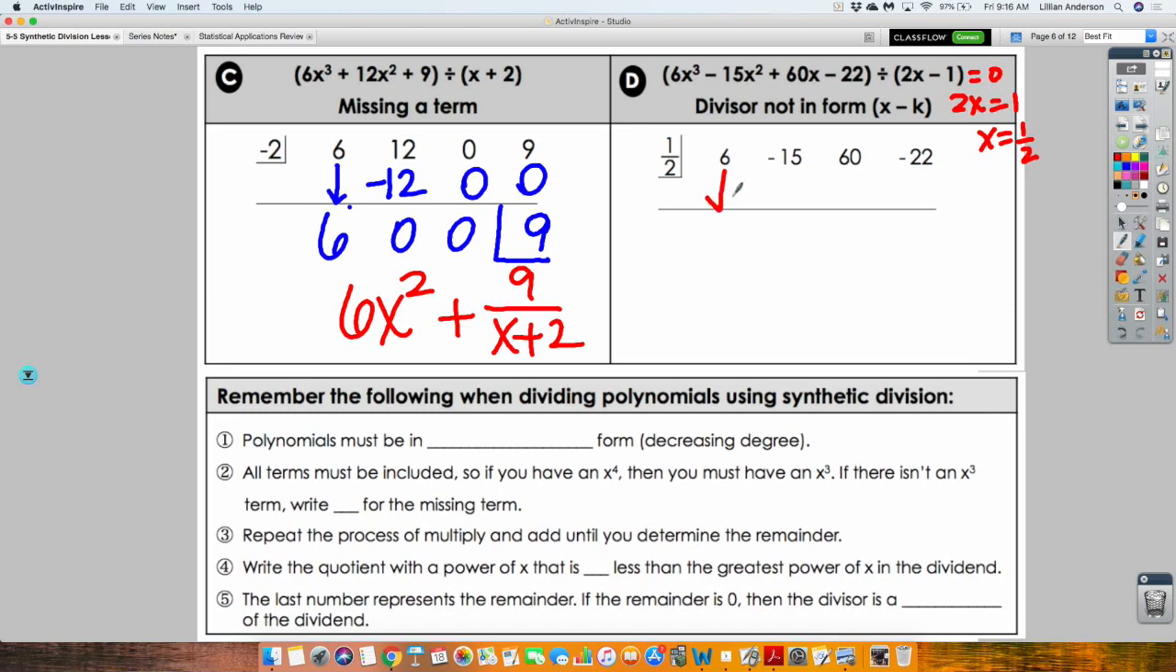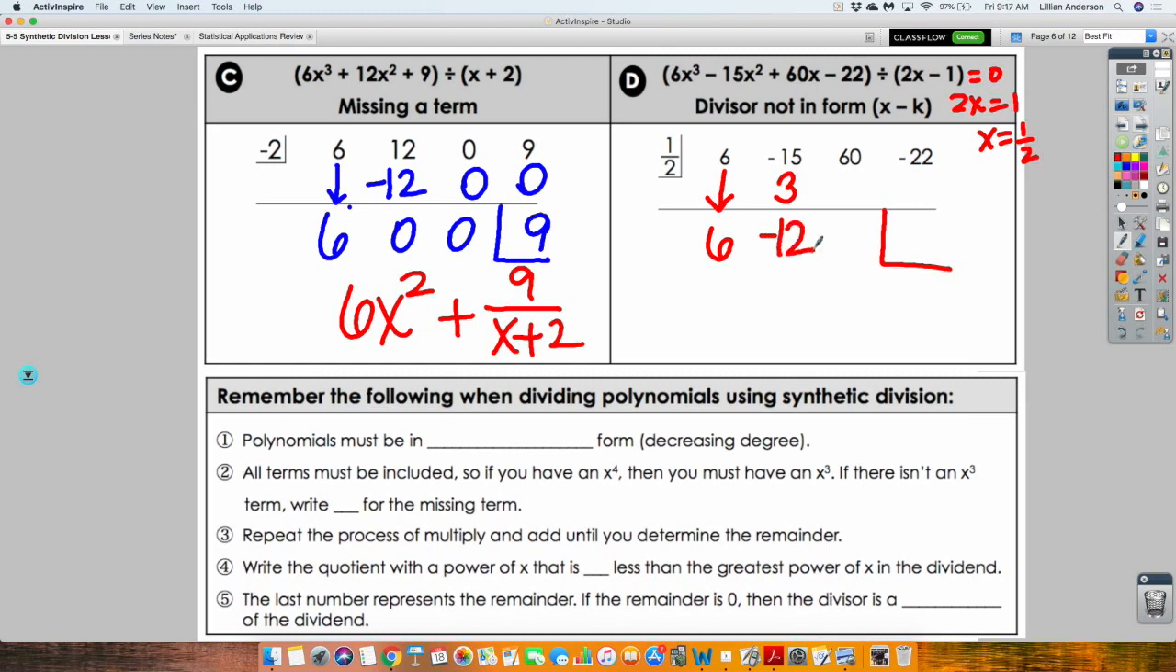And you proceed to divide. So you bring down the 6 and you multiply. You got to do 1/2 times 6. So it's really what's half of 6, which is 3. You put that underneath the 15. You add, so you get -12.